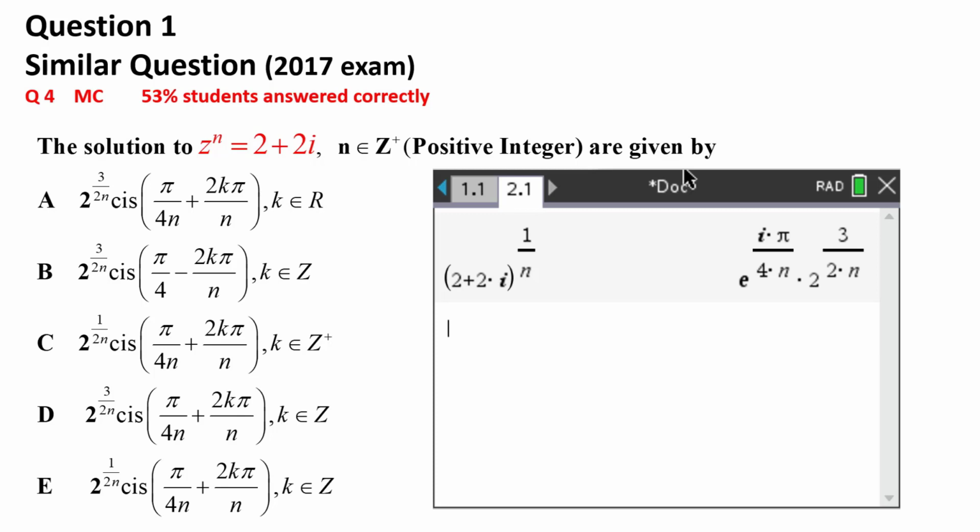Once I do this, you'll see this gives me the angle, which is pi over 4. Pi over 4 is the angle, and of course we do get the magnitude, but this is magnitude to the power of 1 over n, which simplifies it to that form. So from here I can easily pick up the answers. We obviously can't have k belonging to the set of real numbers. It has to be the set of integers, so it's going to be D.